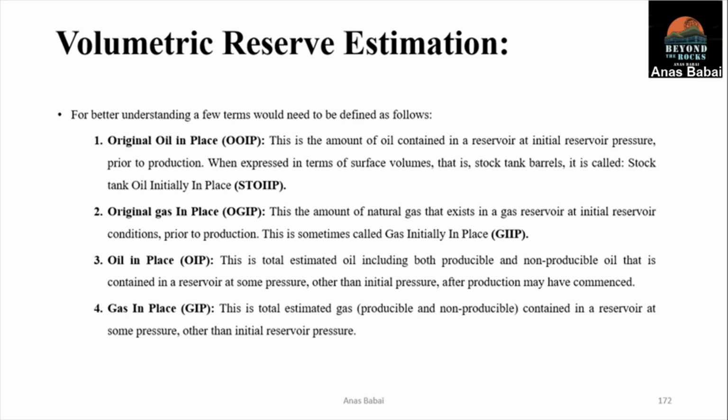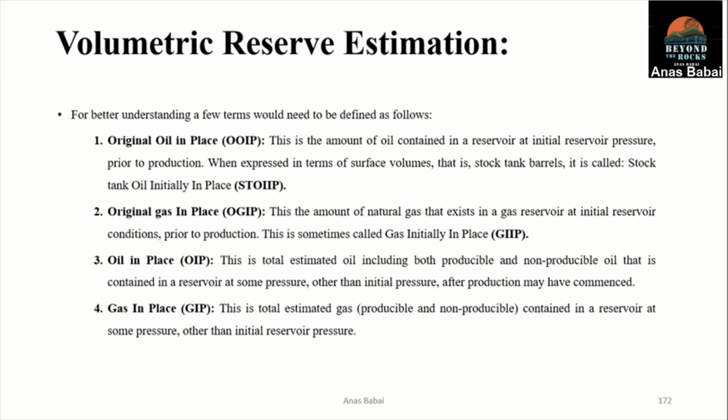Now the original gas in place is the same thing, just for gas. So it's the amount of gas which is in the reservoir at the initial pressure before the production. It's called original gas in place, or gas initially in place. So it's OGIP or GIIP.